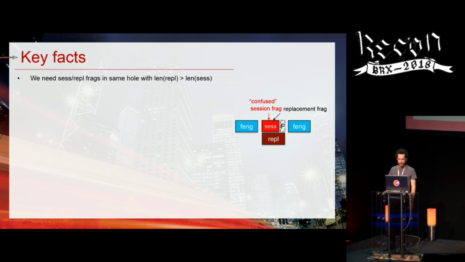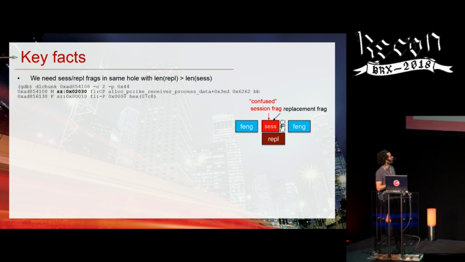So a few key facts. The first one is, what is important is that we have the initial session fragment and the one we replace it with in the same chunk, but we also want the red one to be a little bit smaller than the brown one. Here I'm showing the output of some of the tools we've developed to show the chunks, called libdlmalloc and libptmalloc, which are open source. This is the layout of the memory for the red one and the free chunk, allocated and free. We can see it's a 2K chunk before a free chunk of 10.